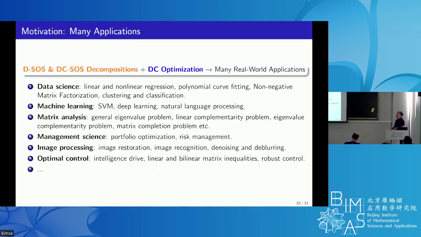So we can see that's the reason why this kind of technique is very useful, because once given such a decomposition plus a DC optimization technique, many real-world problems can be solved. Because they can be formulated as a polynomial optimization problem with polynomial equations or inequalities, minimizing or maximizing some polynomials like that. So for example, data science, machine learning, matrix analysis, many of them. Due to the time and framework, I will not give you details, but just trust me, there are a lot of them.